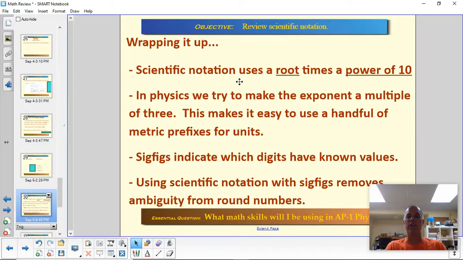Okay, let's wrap it up here. Scientific notation uses a root times the power of 10. You learned that in your math class. In physics, though, we try to make the exponent on the power of 10 a multiple of 3. And the reason that we do that is so that we can use a relatively short list of prefixes so we can kind of do away with the powers of 10 entirely and just talk about nano units or kilo units or mega units. Sig figs indicate which digits have known values, and when you use scientific notation with sig figs, it removes the ambiguity from round numbers. So sig figs and scientific notation go together hand in hand.